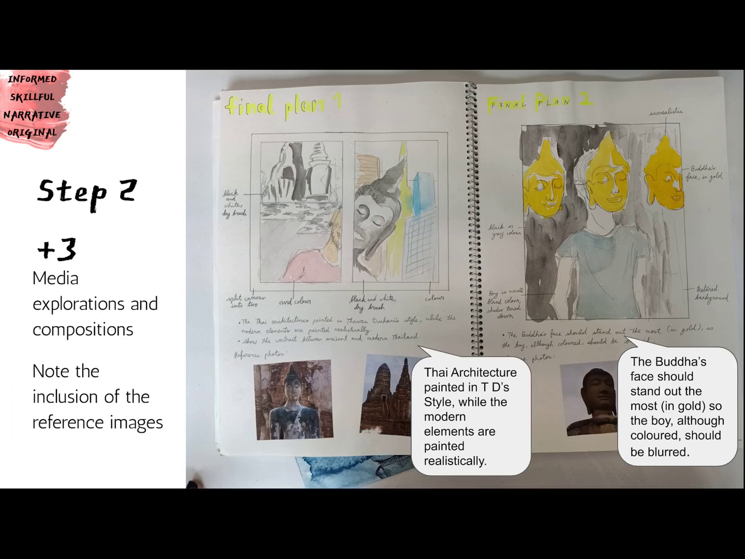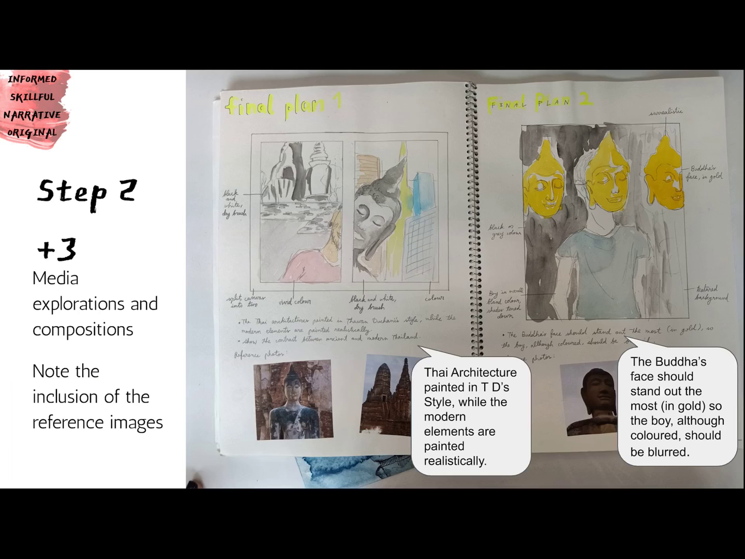Okay, so remember our informed, skillful, narrative and original piece. So here the annotation underneath says Thai architecture painted in a traditional style, while the modern elements are painted realistically. And we've got an example here of 2 different canvases, showing an idea of it going over 2 canvases or maybe on one canvas with 2 different frames. And I've got our reference images on at the bottom there. And you can see a very clear idea of what they're wanting you to understand from this image.